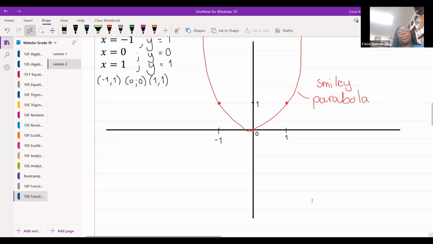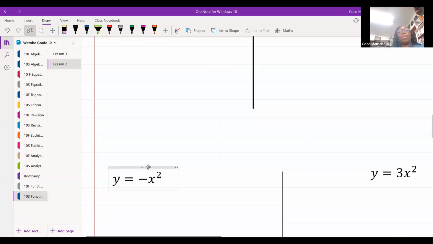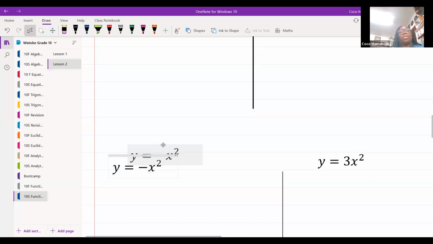Excellent. All right. Now let's see what would happen if we had y is equal to negative x squared and if y is equal to 3x squared.